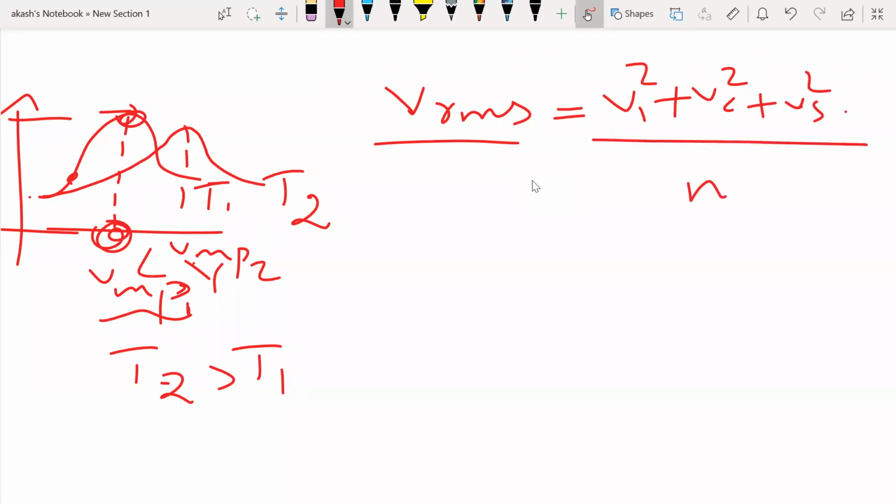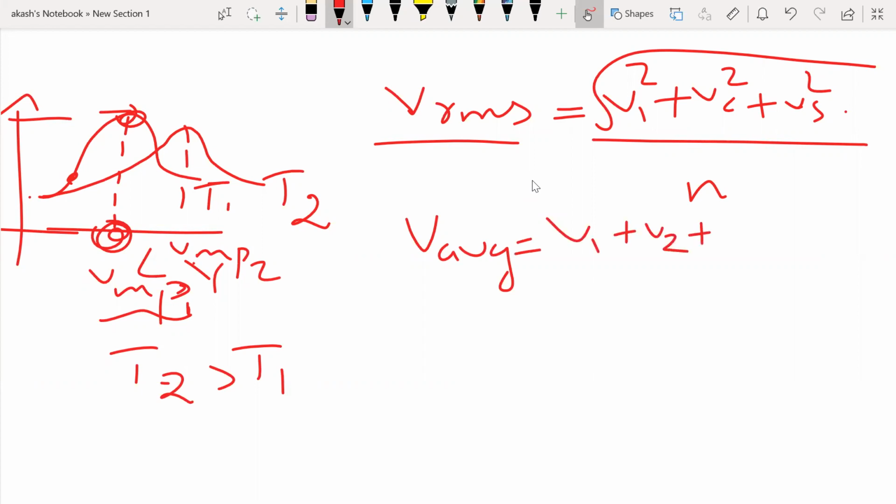Divided by the total number of gaseous molecules, and I take a square root of this, only the numerator. That is what is called VRMS, root mean square. Same way, I have something called U or V average, and that is straightforward: V1 plus V2 plus V3, and so on, plus Vn, divided by n. This is what is called your V average or U average.